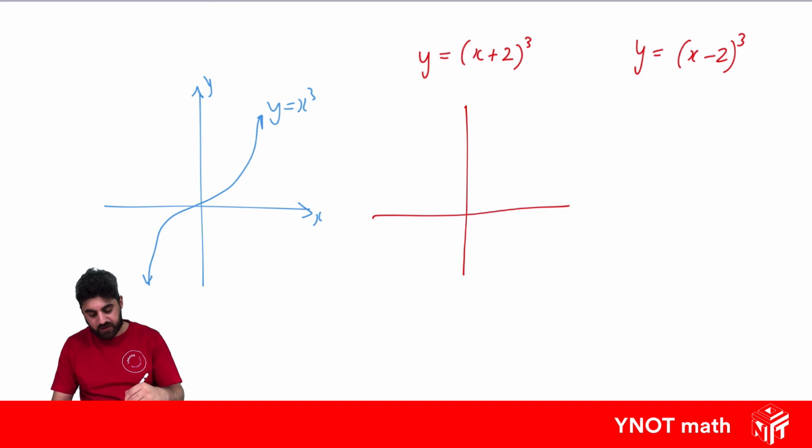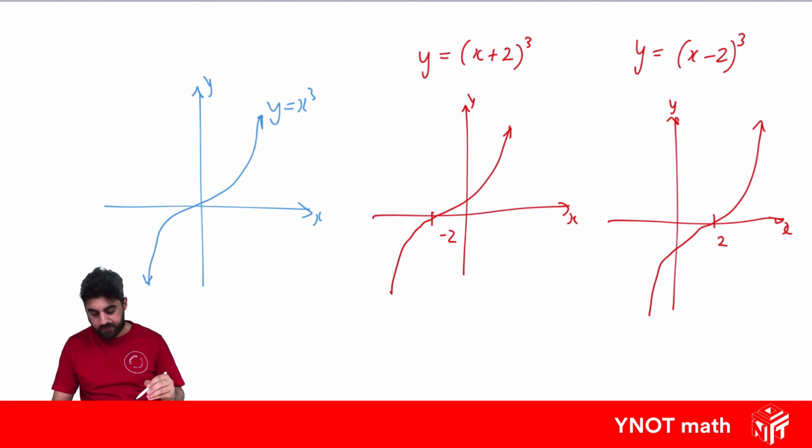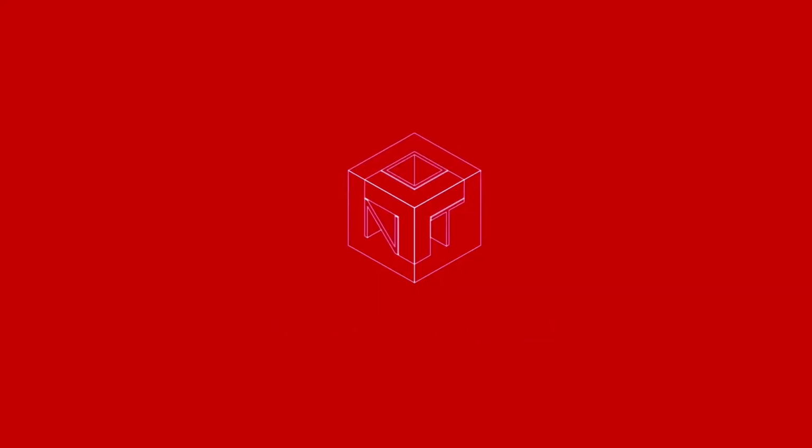So plus 2 actually shifts it to the left by 2. So instead of going through the origin, it's going to go through minus 2, doing this. And x minus 2 is going to shift it to the right by 2. So the function will be doing that.